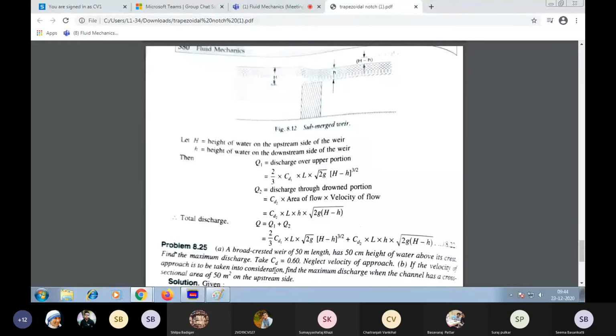Second, if the velocity of approach is to be taken into consideration, find the maximum discharge when the channel has a cross-sectional area of 50 square meter on the upstream side. Have you taken the problem?